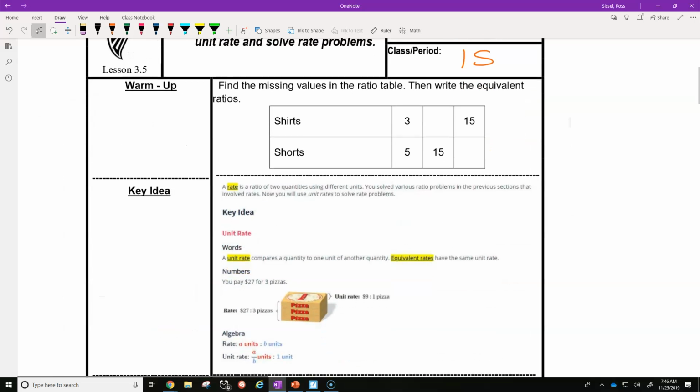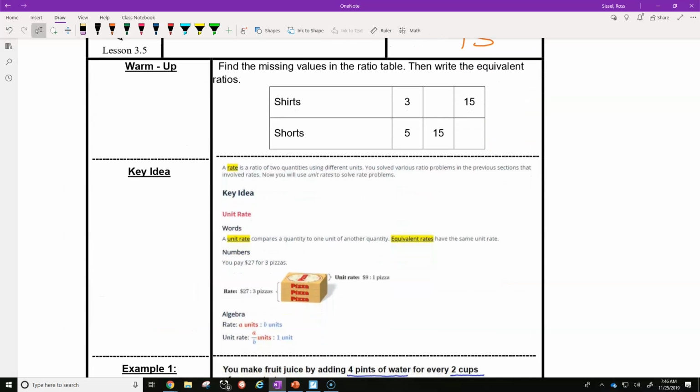So, warm up. Alright, so Zeta and Grace are the only ones, so they're going to lead us on this. Grace, how did you find the first blank? It says find the missing values. How did you find this one? On the bottom row for shorts, I saw that 5 times 3 is 15. Okay. And so on the top row, I did 3 times 3, which is 9. Okay, perfect.